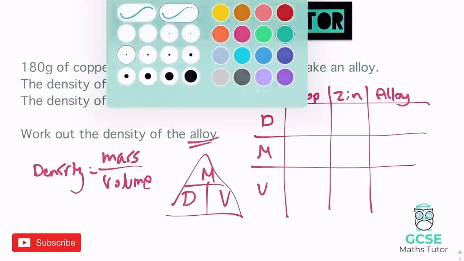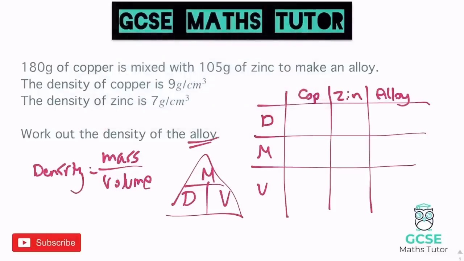Right, so let's fill in what we've got. We've got a mass of the copper of 180. We've got a mass of the zinc of 105. It also gives us a density of the copper, which is 9, and a density of the zinc, which is 7. And it wants us to work out the density of the alloy just here.